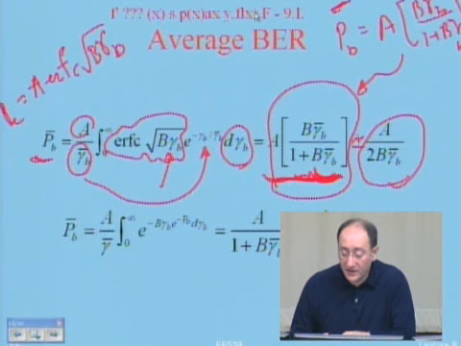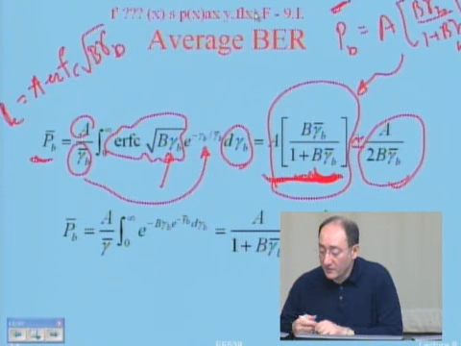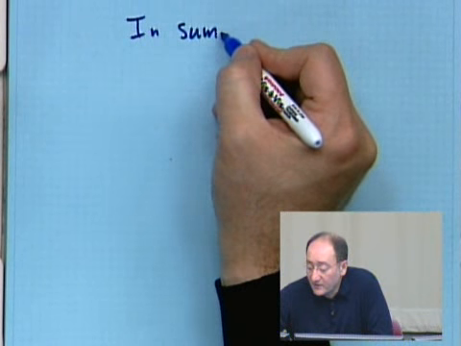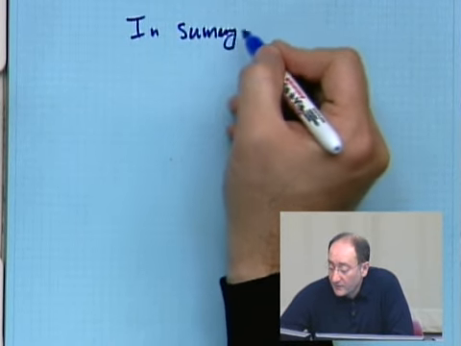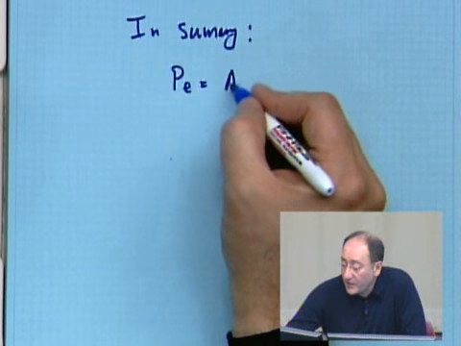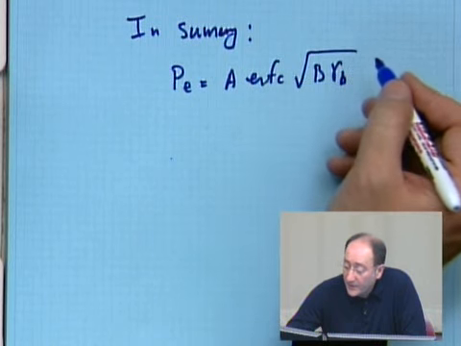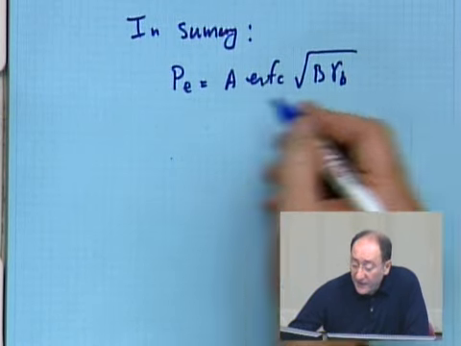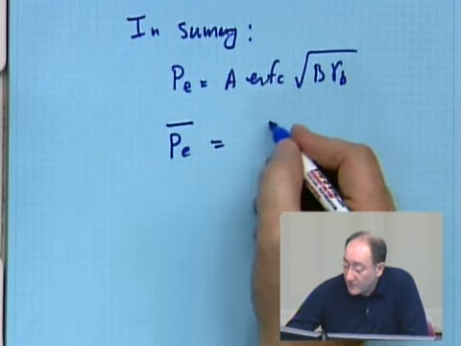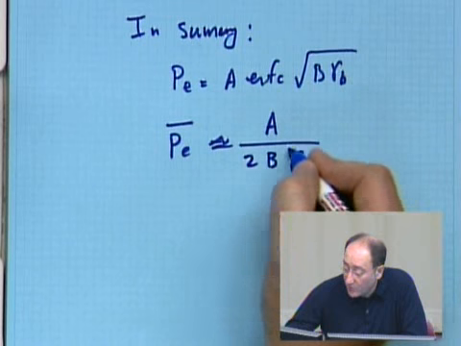So, in summary, what I did is I said that if your probability of error was given by A erfc of the square root of B gamma sub B, now if I go over a Rayleigh fading channel, my average error rate can be approximated with something like A over 2 B gamma sub B bar.